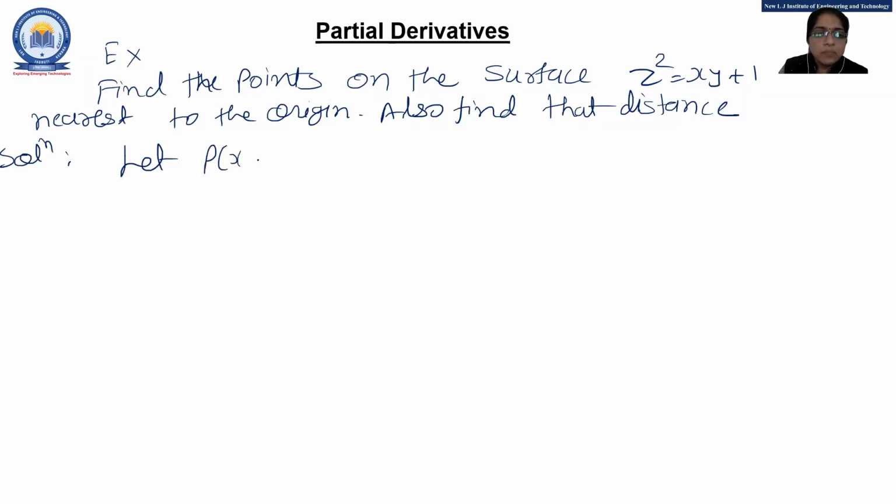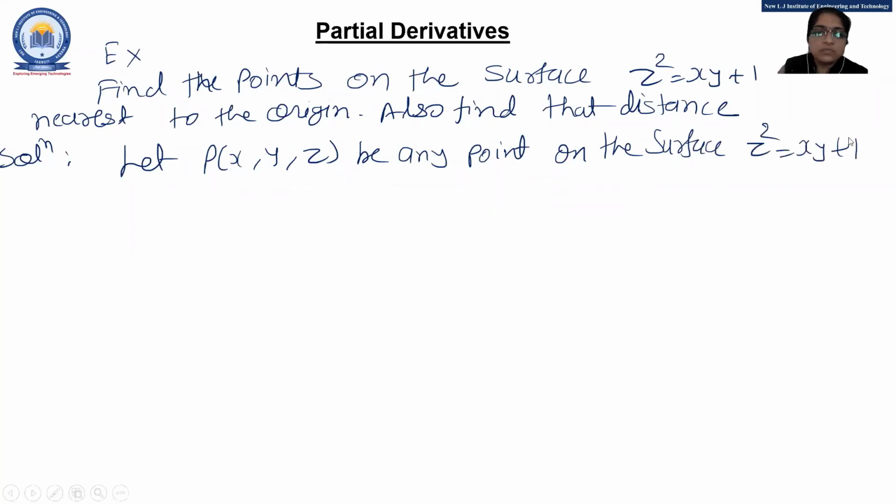Let P(x, y, z) be any point on the surface z square is equal to xy plus 1. First, we have to find the points on the surface. So let's assume P be any point on the surface z square is equal to xy plus 1, right? Now, we have to find the point such that it is nearest to the origin.